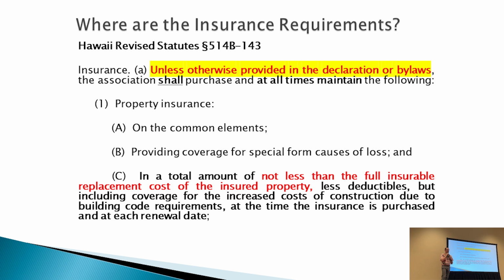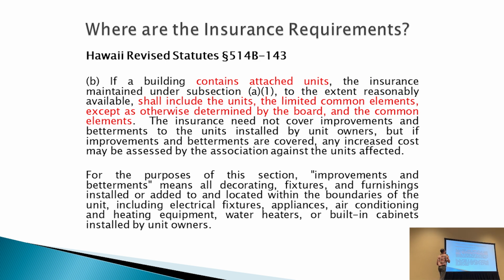My reading of that, as your attorney, if I was your attorney for your association, is that it says in the total amount not less than the full insurable replacement cost of the insured property means 100% coverage. But we better read on. If a building contains attached units, your normal condominium association high-rise, the insurance maintained under the previous section to the extent reasonably available. One more time, everybody, listen to that word. To the extent reasonably available. Your insurance agent will tell you if this coverage is reasonably available. That's their professional opinion, that's what they're going to tell you.